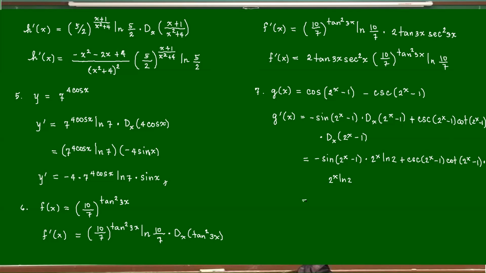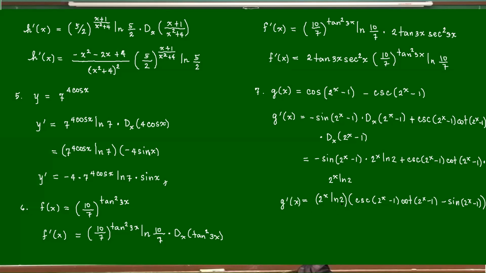Okay? We can factor out the common, no? The common factor is 2 to the x ln 2. So times negative sine of 2 to the x minus 1, plus cosecant of 2 to the x minus 1 cotangent of 2 to the x minus 1. Let's start here: cosecant of 2 to the x minus 1 cotangent of 2 to the x minus 1, then minus sine of 2 to the x minus 1. Okay, guys? That's it. So that's the g prime of x.